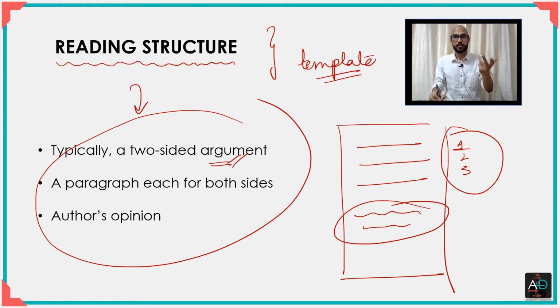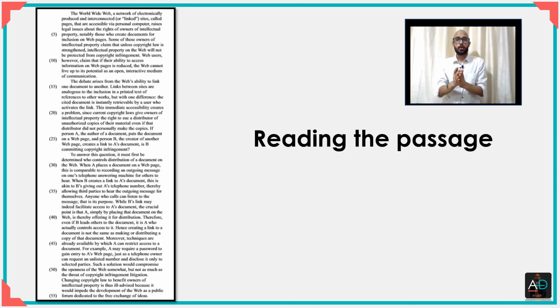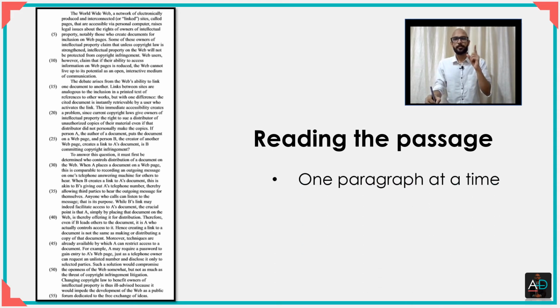I'll talk about some more things now. Now we talk about how we should read the passage. My advice would be that you should go one paragraph at a time. So let us say this is our passage here. This is the first paragraph, this is the second paragraph, and then here you can see the third paragraph.